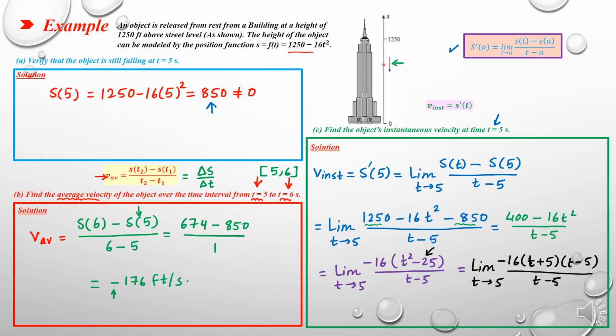Now you have to eliminate t minus 5 with t minus 5, and you have to plug in t equals 5 in this function, and you will get minus 16 multiplied by 5 plus 5, and this gives us negative 16 times 10, which is negative 160 feet per second. Again, the sign of the velocity is negative because the object is falling down. And that's it. Thank you.